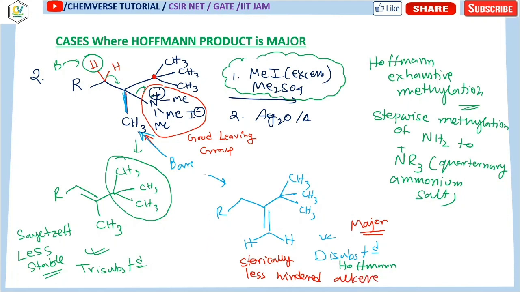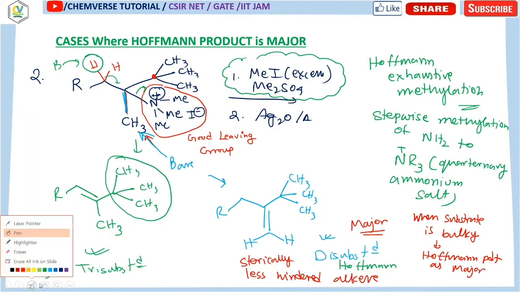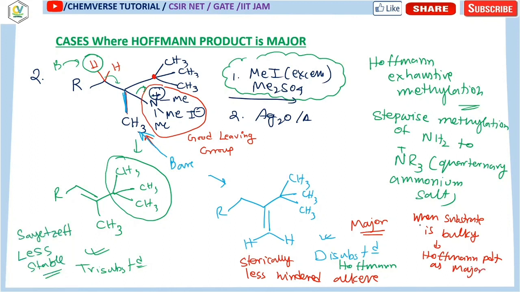So the condition is that you can think that when the substrate is bulky or it has some bulky substituent, then there is a possibility of the Hoffman product as the major product. So this depends upon the bulkiness of the substrate molecule. Clear?